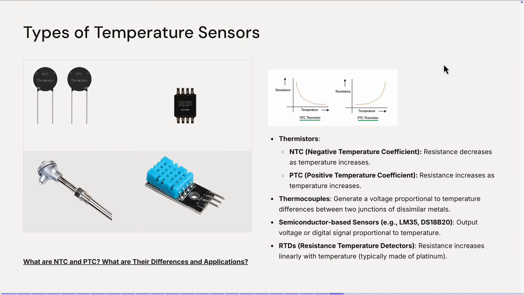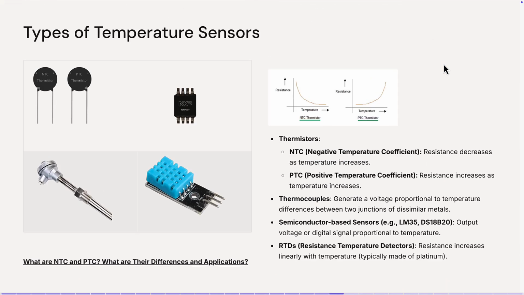And these are different types of sensors that you can find in the market. Okay, this is NTC and PTC, and you can see the response. For the NTC, the resistance is going to decrease when the temperature increases, and the PTC has the opposite effect: the resistance increases with the temperature. This is an example of a semiconductor temperature sensor, and this is an example of a thermocouple sensor.